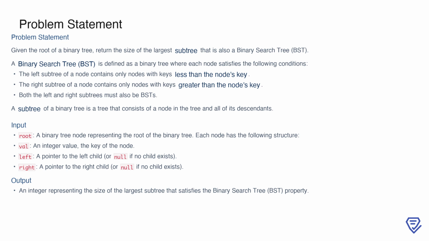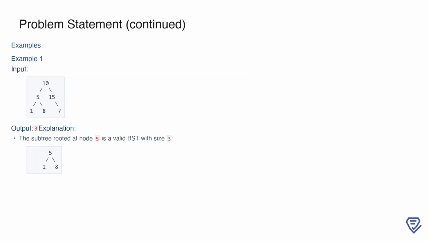Additionally, for a tree to be considered a BST, both its left and right subtrees must also independently satisfy these BST properties. A subtree, in this context, is any part of the tree that starts at a particular node and includes all of its descendants. The input to the problem is the root node of the tree, which contains a value and pointers to its left and right children, if they exist. The output we need to produce is an integer representing the size of the largest subtree that meets the binary search tree criteria.